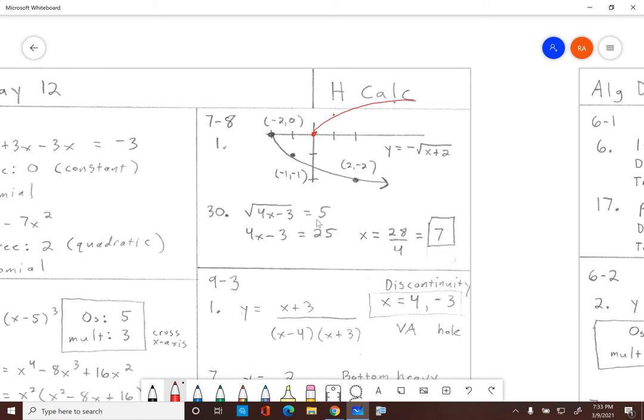If we check that number, I put 7 in for x. 7 times 4 is 28 minus 3. And 28 minus 3 is 25. And the square root of 25 is 5 and only 5. So 5 equals 5. That 7 makes that a true statement.